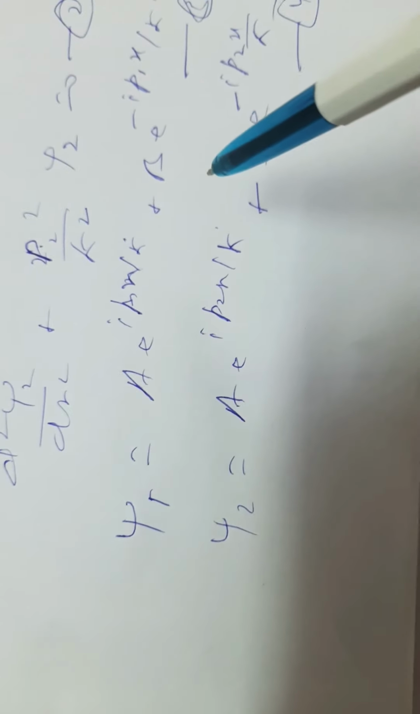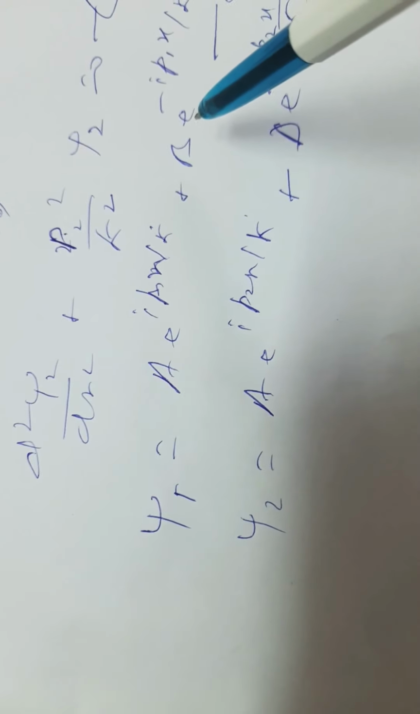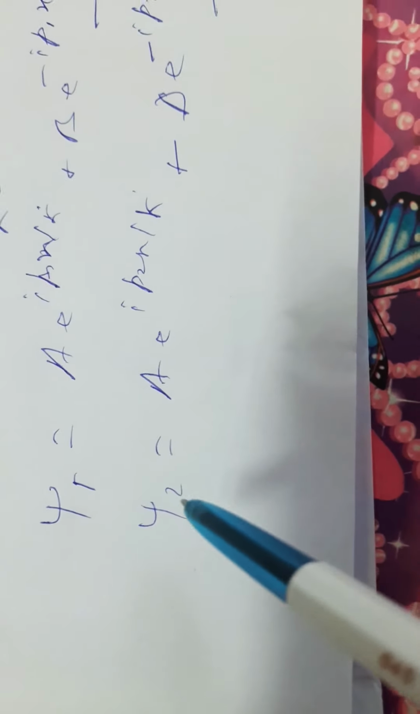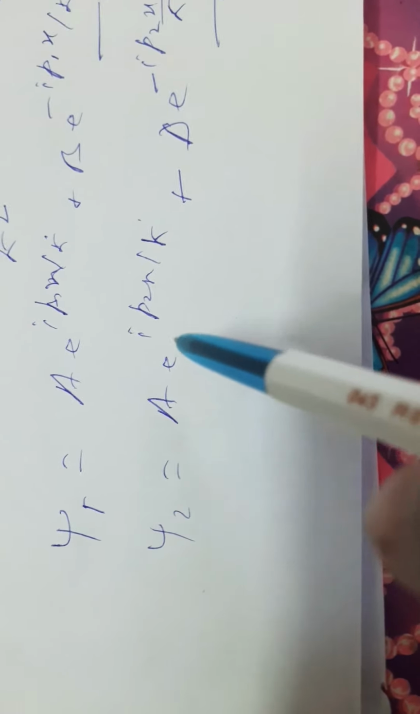Now in equation 3, you can see there are two terms on the right hand side. The first term indicates the existence of a wave traveling along the positive x-axis, and this represents the incident wave. The second term represents a wave traveling along the negative x-axis, which has been reflected back into region 1. Similarly, if we see the second equation, region 2 is a continuous region, so there is no reflected component of the wave in this region.